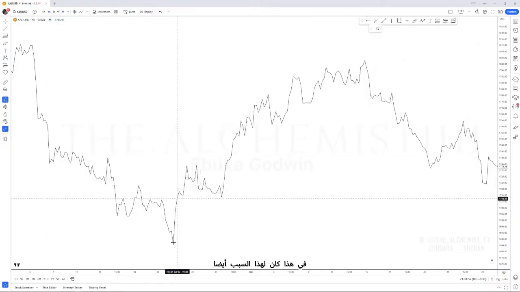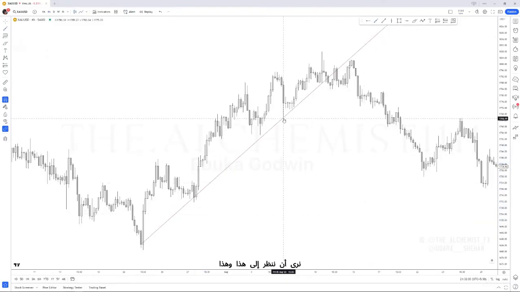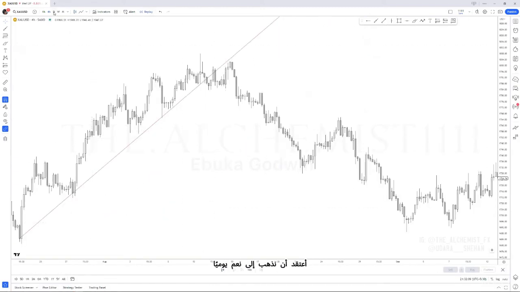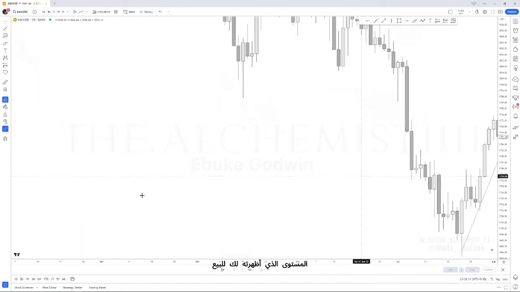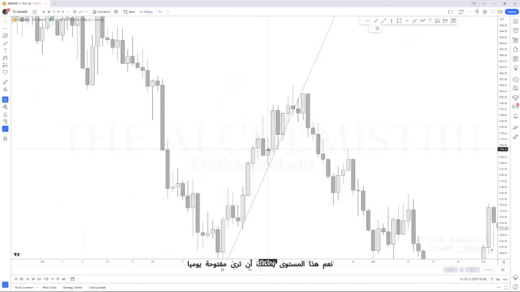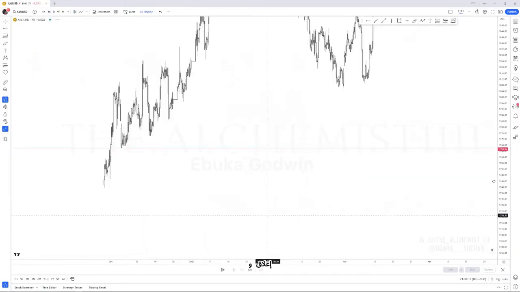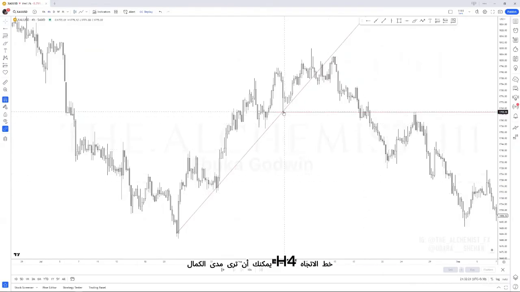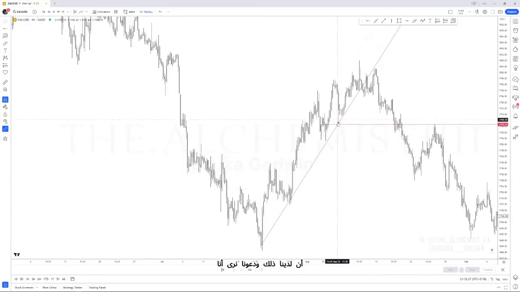And look at this one, it had this as well. See that? Look at this. This was the daily key level, I think. Let's go to daily. Yeah, the level that I showed you for the sell. Can you see it? Daily open close and the H4 trend line. Can you see how perfect that is? Taps, shoots up. So we had that.